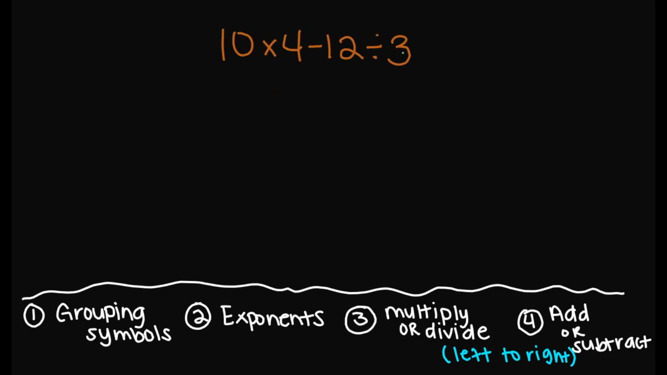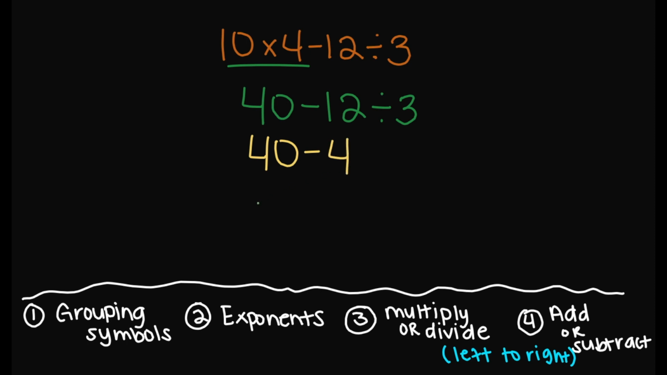Let's look at this example here. 10 times 4 minus 12 divided by 3. So first we are going to multiply first. So 10 times 4, this is going to equal 40. And then we have minus 12 and then divided by 3. Next, we are going to divide. So 12 divided by 3, this is going to equal 4. And now we're going to subtract. So 40 minus 4, this is going to equal 36. So your final answer here is 36.